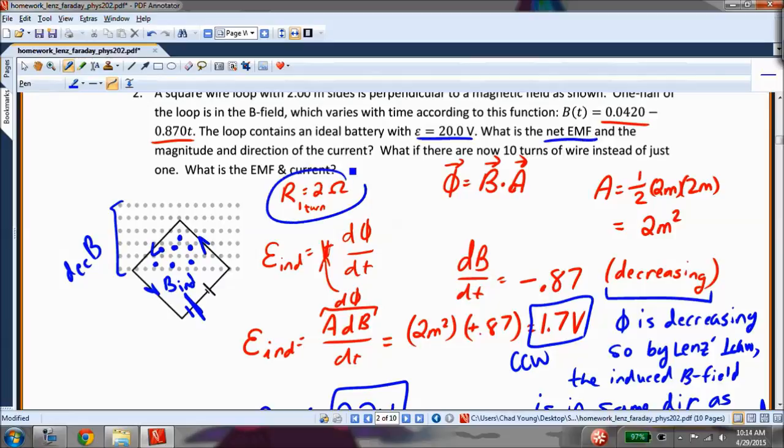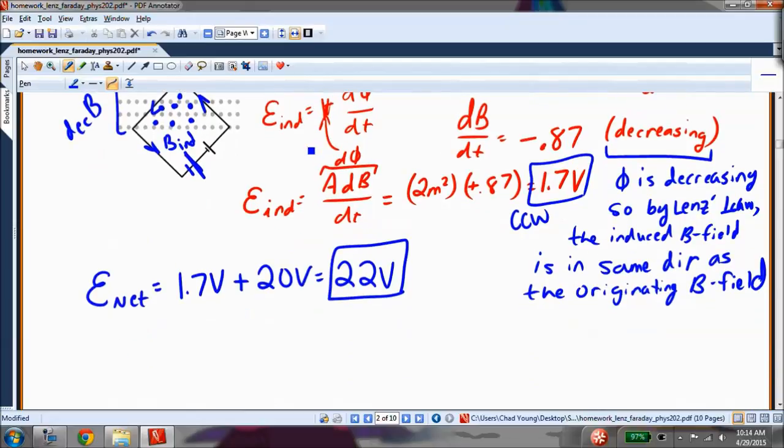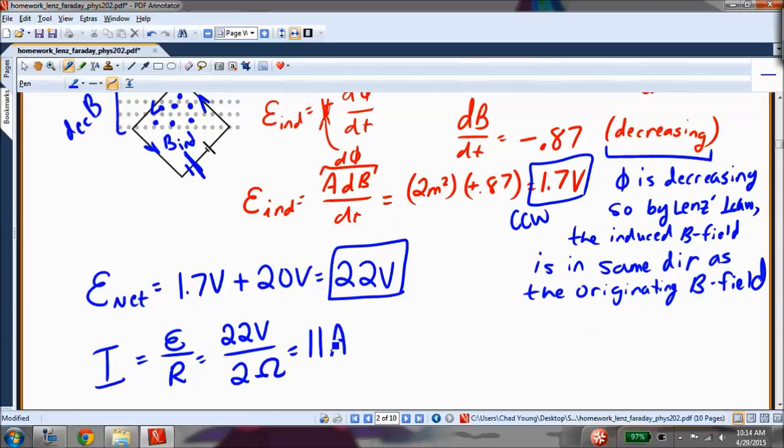And as I said, we're just going to pick one turn is 2 ohms, let's say. That means that the current is the EMF over the resistance. That's going to be 22 volts over the resistance, which is 2 ohms, or 11 amps. Right, so that's my current in this wire. I have part of the current that's induced by the changing magnetic field, and part of the current that's just caused by the battery that's operating in the circuit.